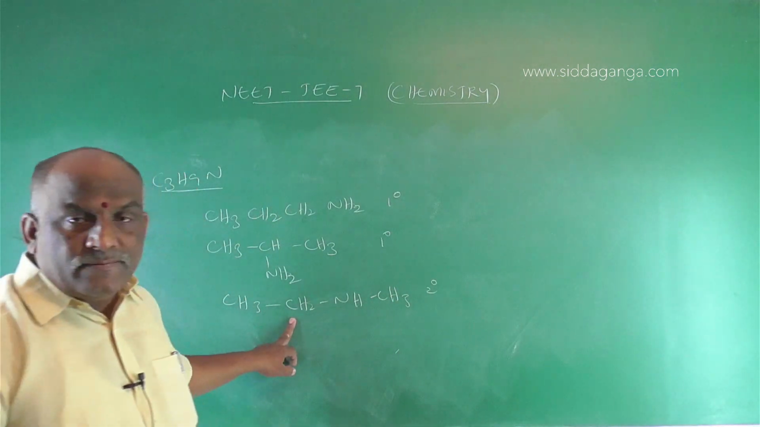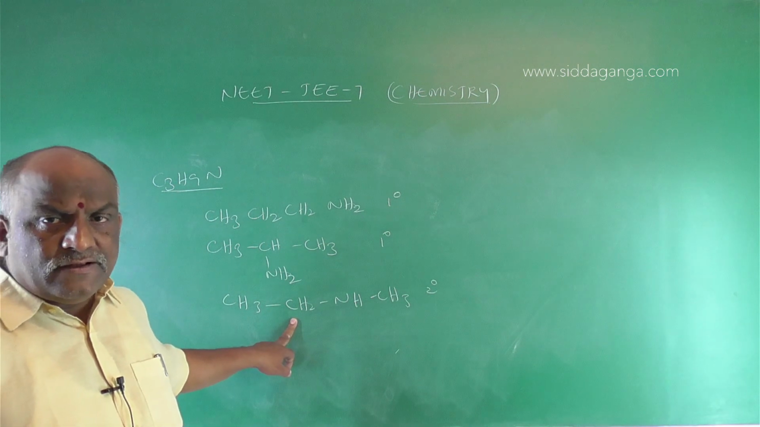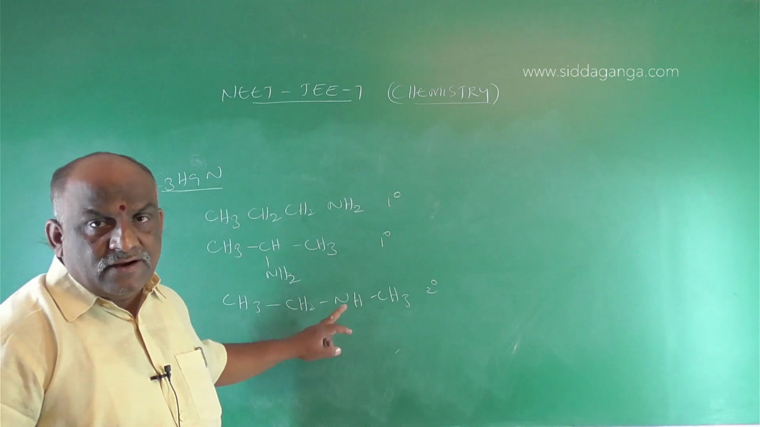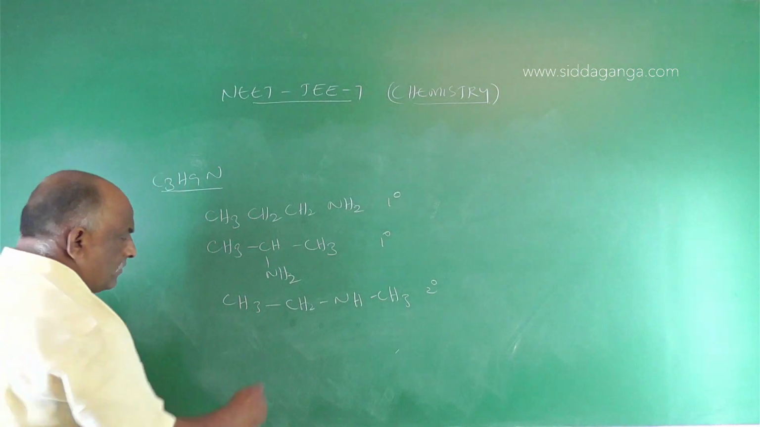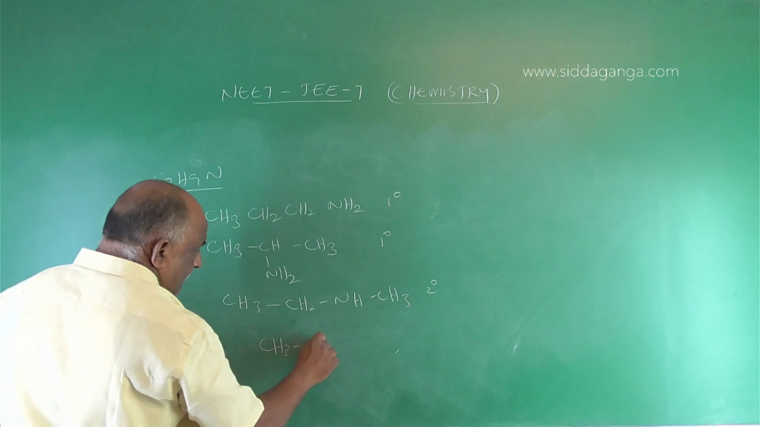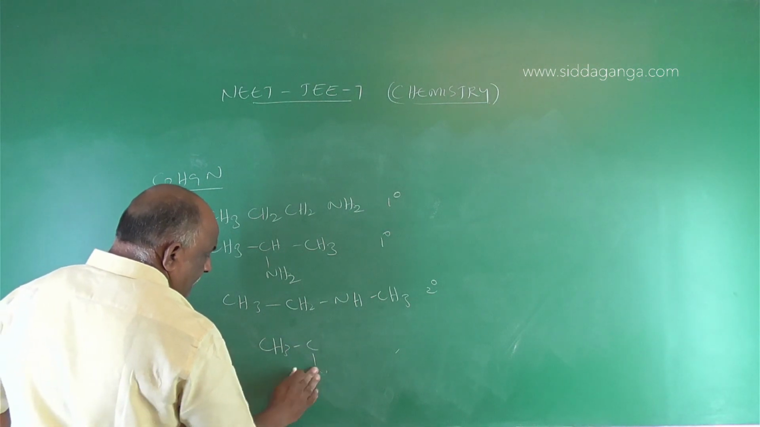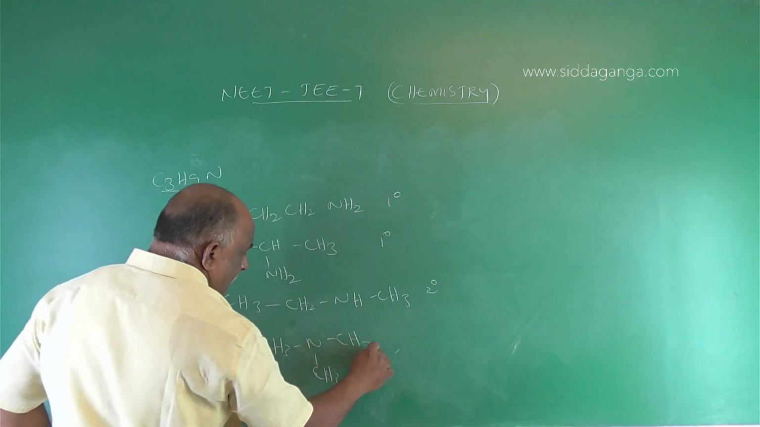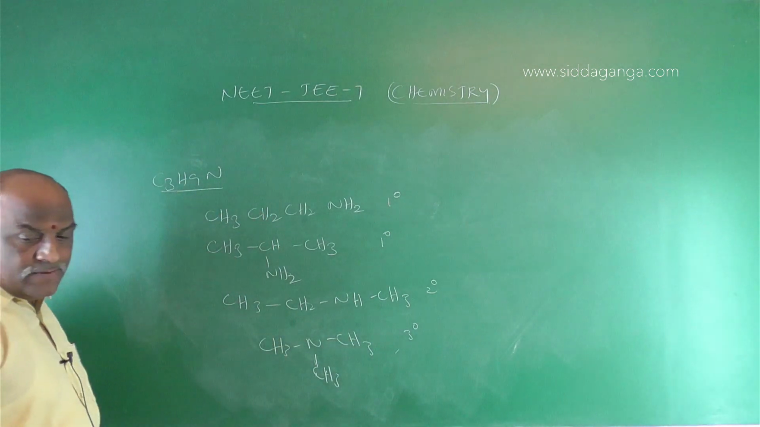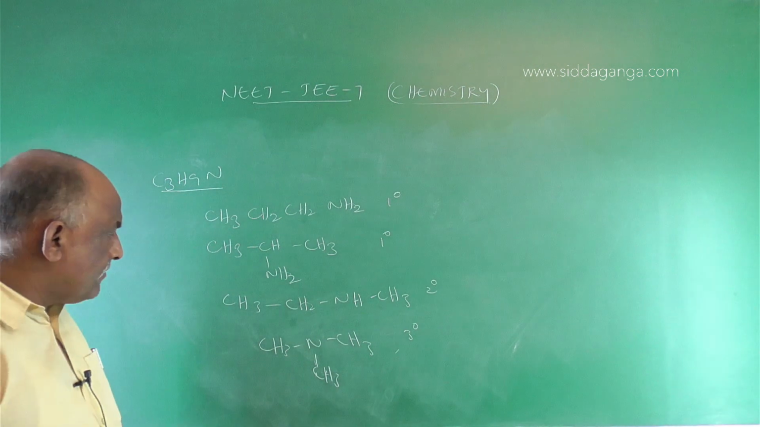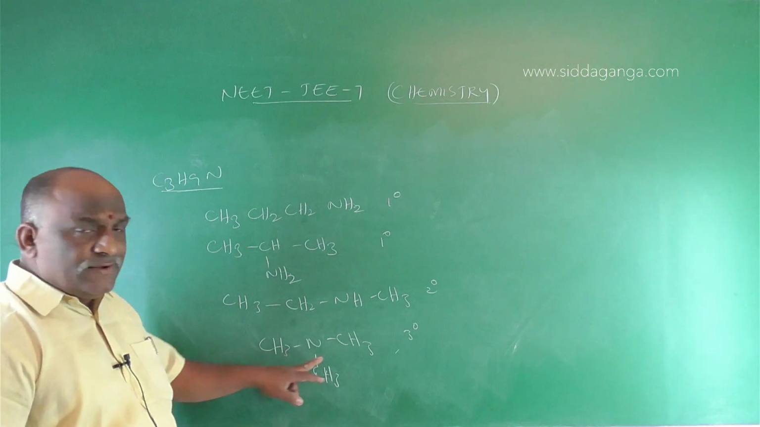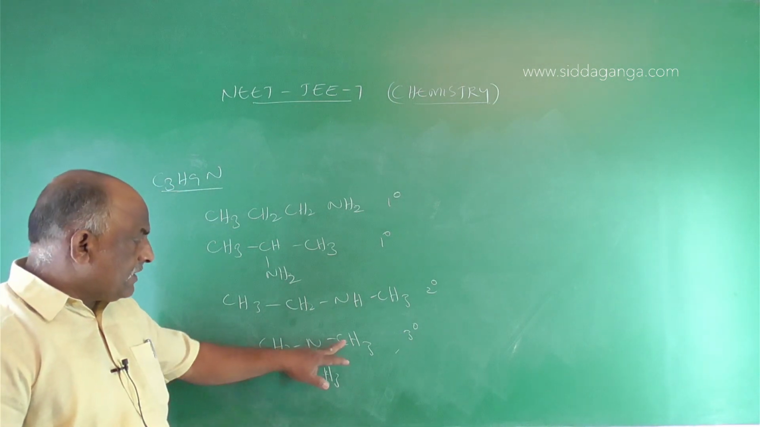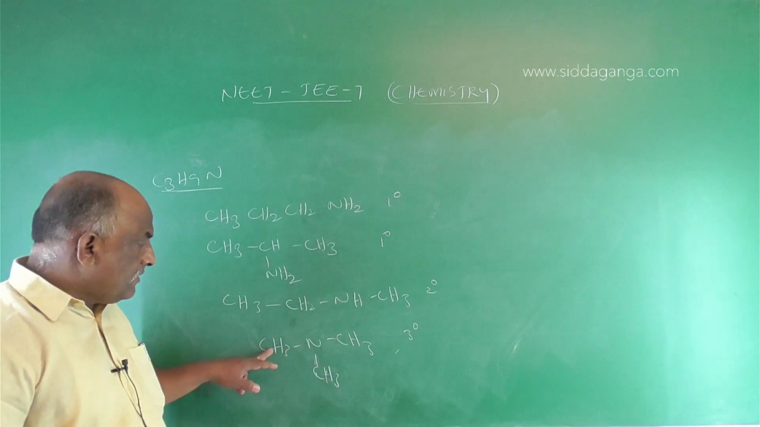N-methyl ethanamine, or it is also called methyl ethylamine. And one more, you should go with N(CH3)3. So this is an example of a tertiary amine. Trimethylamine, IUPAC name N,N-dimethyl methanamine, or trimethylamine.